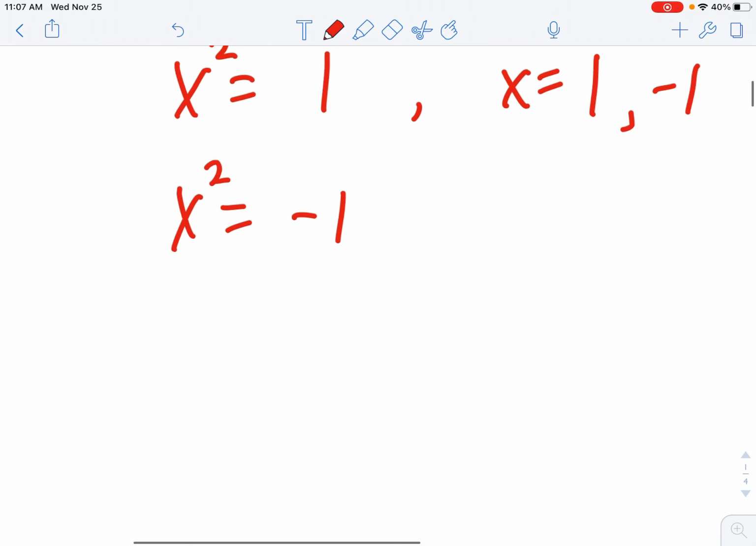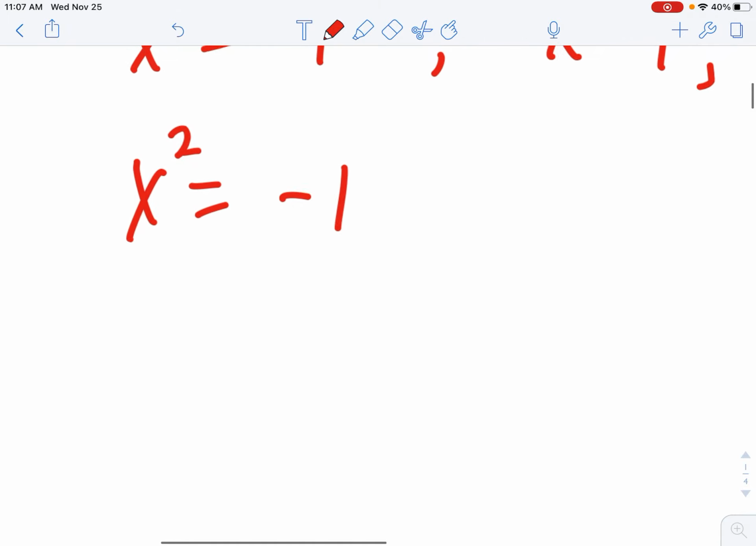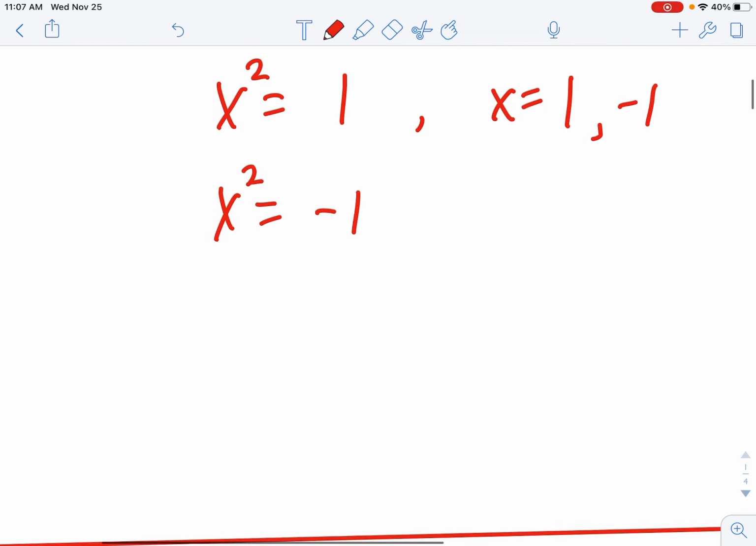Let's talk about x squared equals negative 1. Can you think of a number that when you multiply it by itself gives you negative 1? Could the answer equal 1? Well, no, because 1 times 1 does not equal negative 1, it equals positive 1. So that won't work. Could the answer be negative 1? Well, again, no. Negative 1 times negative 1 equals positive 1, because of the phenomenon where two negatives equal a positive. So this can't be the right answer either.